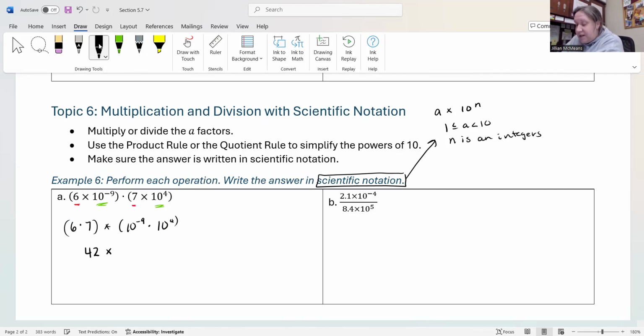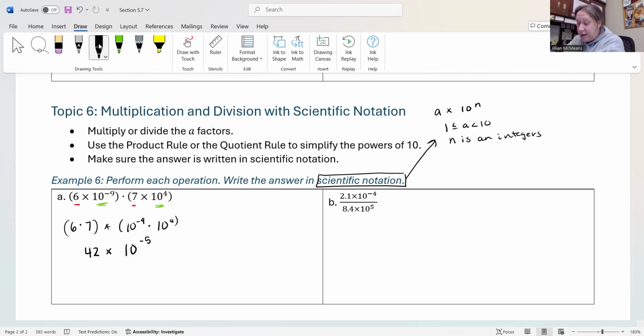And then when I have 10 to the negative ninth times 10 to the fourth, we have the power rule here. We're multiplying two things that have the same base, so we keep the base and we add the exponents. Negative 9 plus 4 is negative 5. This is the one time it's okay to leave a negative exponent in your answer, since we're going to make sure we stay in scientific notation. But we always have to double check to make sure we meet all the criteria to be in scientific notation.